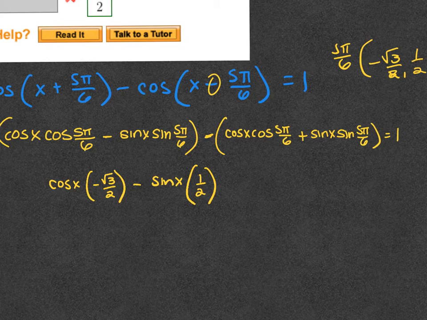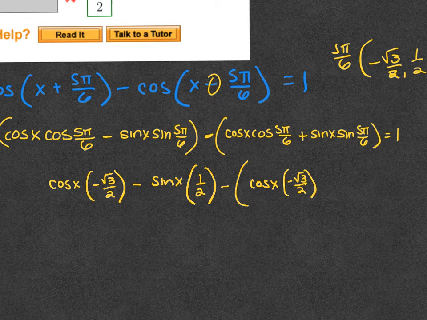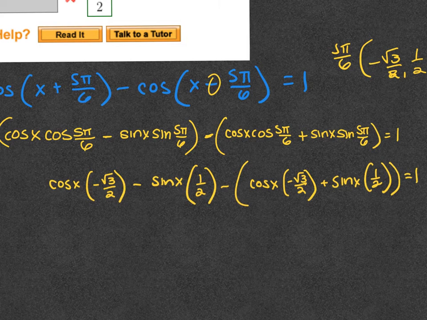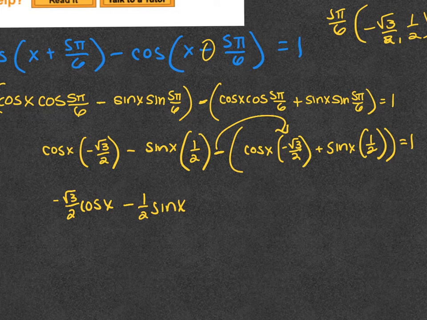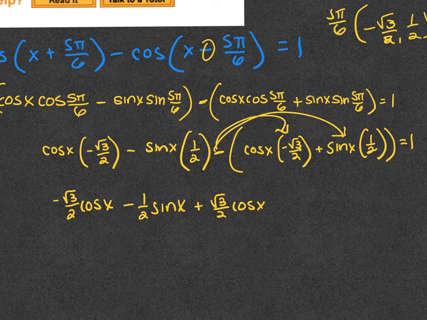This minus gets distributed to both. So minus, actually I'll wait on that so that I'll show the difference. Minus cosine of x, cosine of 5 pi over 6, negative root 3 over 2, plus sine of x, and then sine of 5 pi over 6, 1/2. Now I can rewrite that just so the values are at the front, so it's less confusing. Negative root 3 over 2 cosine x minus 1/2 sine x. This negative goes there, so negative times a negative is a positive root 3 over 2 cosine x. This negative comes here, negative 1/2 sine x equals 1.